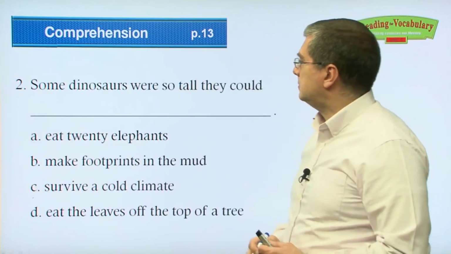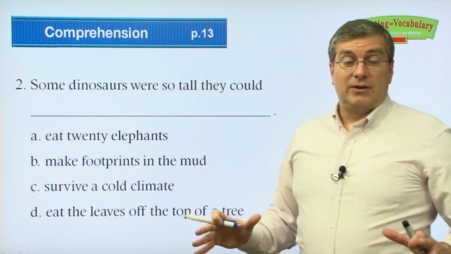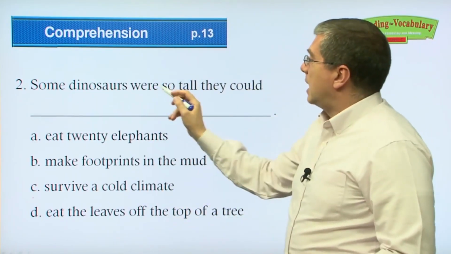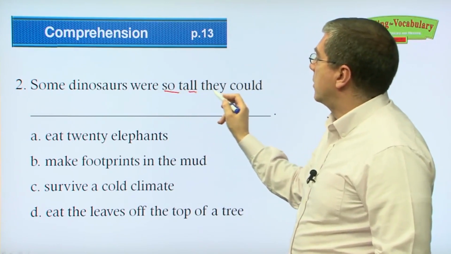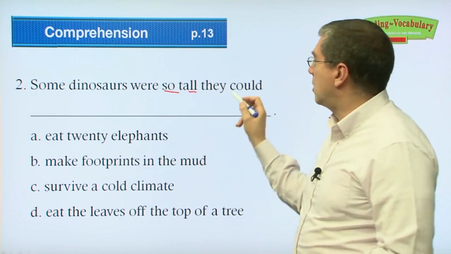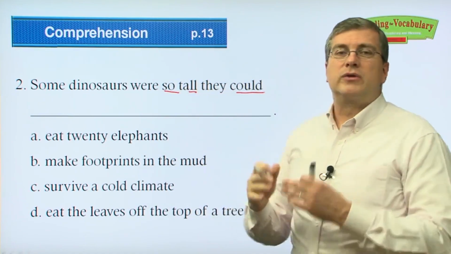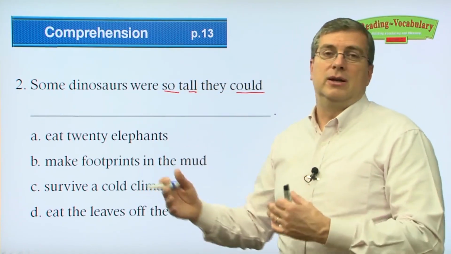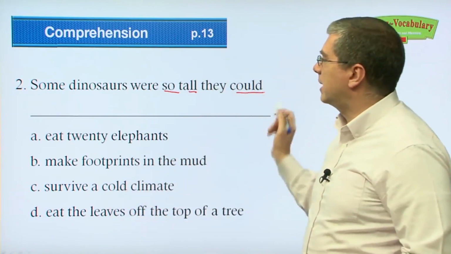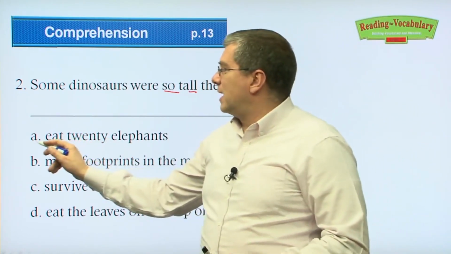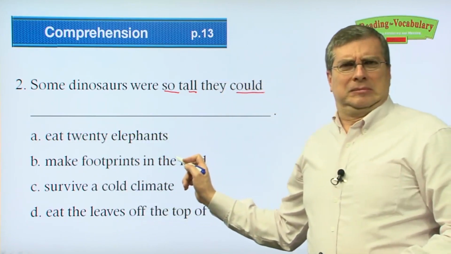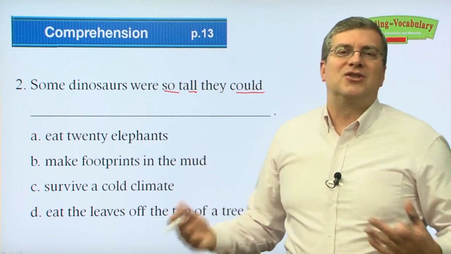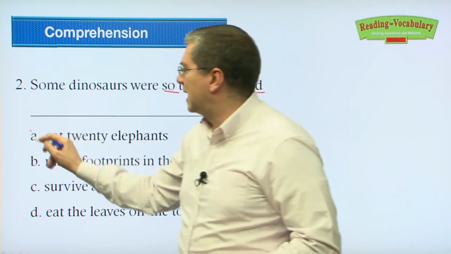Okay, number 2. Remember we talked about dinosaurs? You know, they were really tall, some of them were very heavy, right? Some dinosaurs were so tall they could do what? Remember when you use so tall, so hot, so cold, they could do something. They were so tall they could do what? A, they were so tall they could eat 20 elephants. It doesn't matter how tall something is. That doesn't tell you how much they could eat, right? So that doesn't make sense.